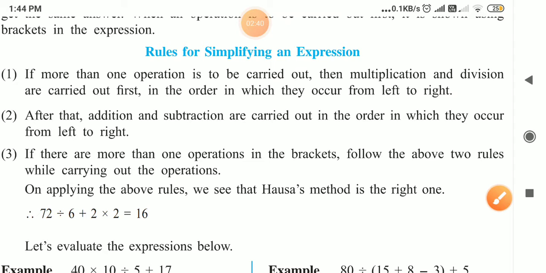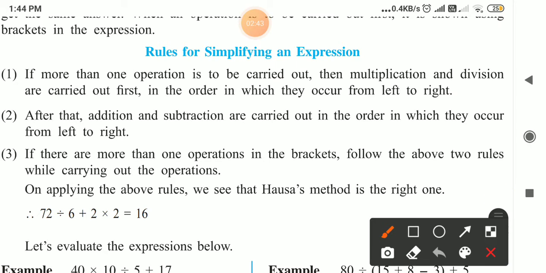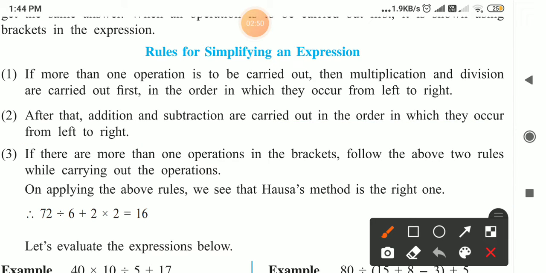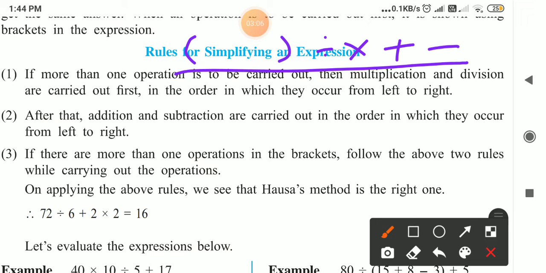After that, addition and subtraction are carried out in order from left to right. When you are solving such expressions, if a bracket is there, first we have to solve the bracket. If there is no bracket, check whether division or multiplication is there, and then addition and then subtraction. If there is more than one operation in the bracket, follow the above two rules while carrying out the expression.